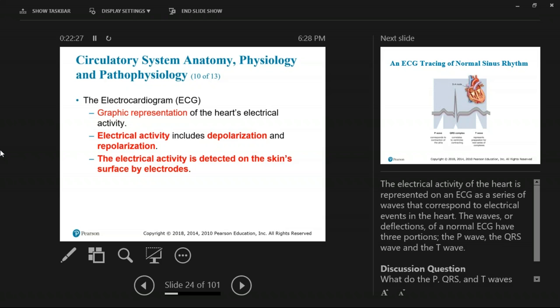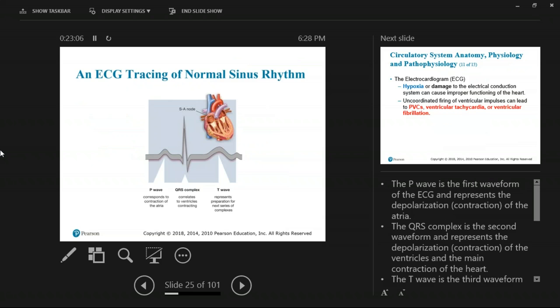Electrical activity is depolarization and repolarization. So when it comes to the heart and a contraction, depolarization happens first, and then repolarization happens after that to reset the heart for another beat. We detect the electrical activity by electrodes. You hopefully have worked with those. If not, you'll be able to work with them. In the hospital and in the field, they'll show you how to put on EKG pads so you can monitor that person's electrical activity.